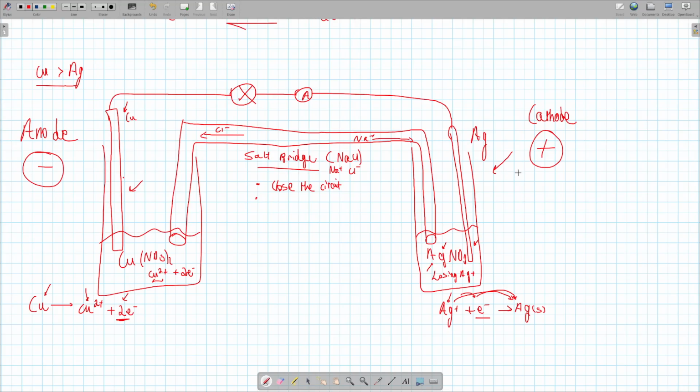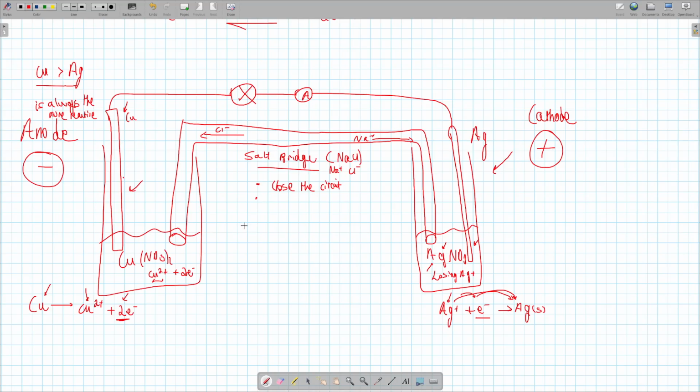What do you need to know? You need to know that the anode is always the more reactive one. The cathode is always the least reactive one. So they tell you zinc and copper, whatever, and then they tell you zinc is more reactive. Sorry, zinc is the anode, copper is the cathode.